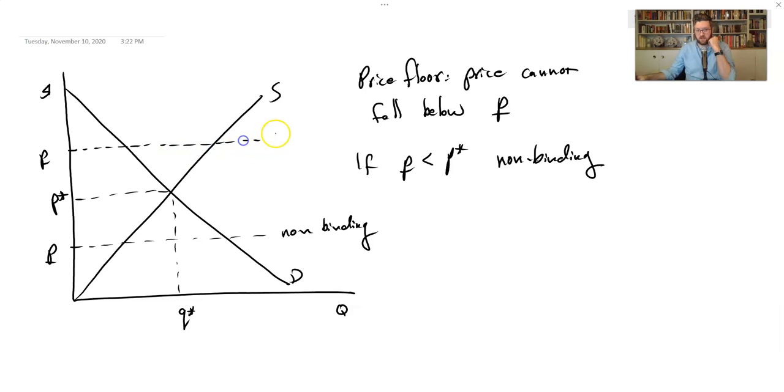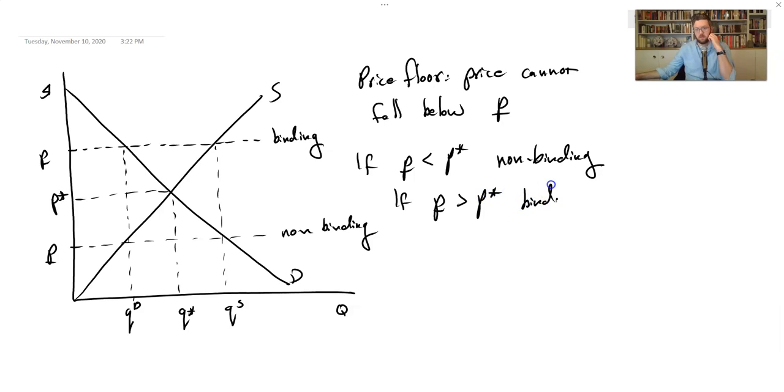We're now in a situation where the price floor is binding. And when a price floor is binding, we have the opposite of a shortage, we have a surplus. The quantity demanded is here, and the quantity supplied is here. Okay? So that turns out to cause problems as well.